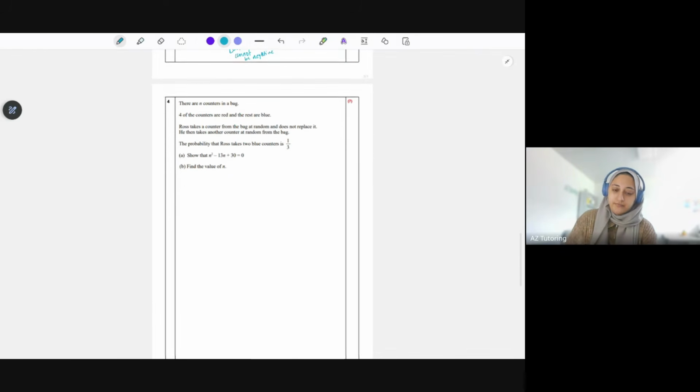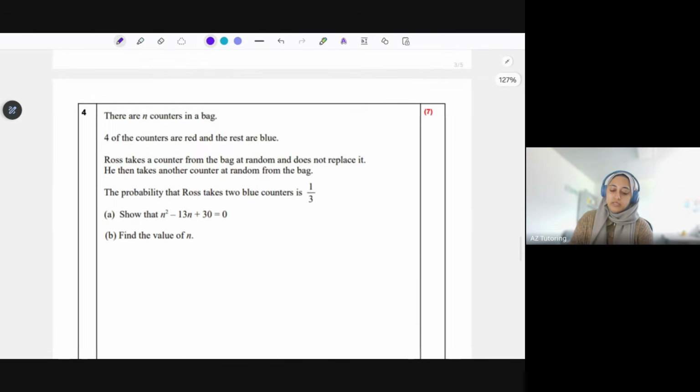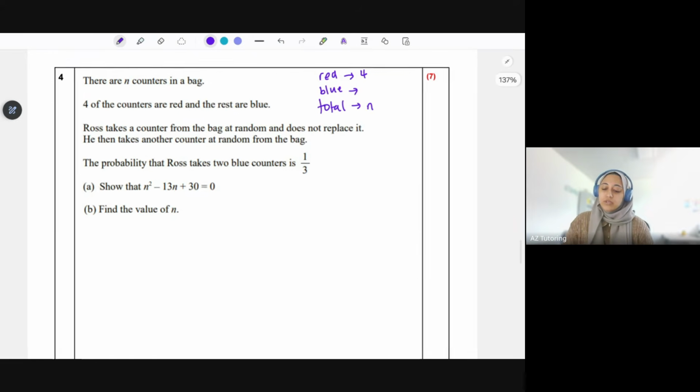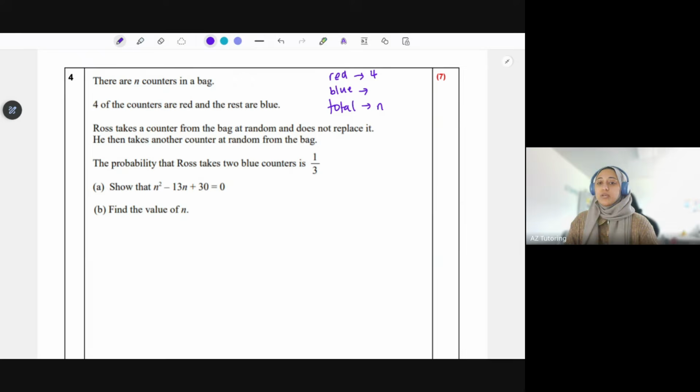Okay, moving on. Let's do question 4. So there are n counters in a bag. Okay, so this time they've already told us the total. The total is n. 4 of the counters are red and the rest are blue. So again, it's red and blue, where red is 4 and the rest are blue. So how could we determine that? Well, if there's only red and blue, if the total is n and there's 4 red, then that must mean the remaining are blue. So we can just say n minus red, which is 4, is blue. So that's how we've evaluated it.